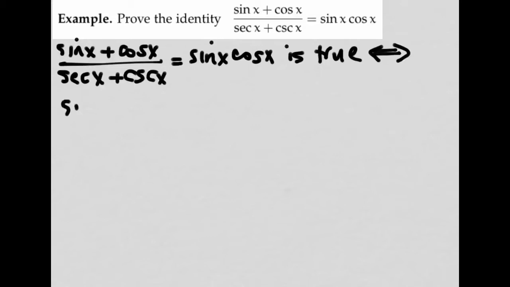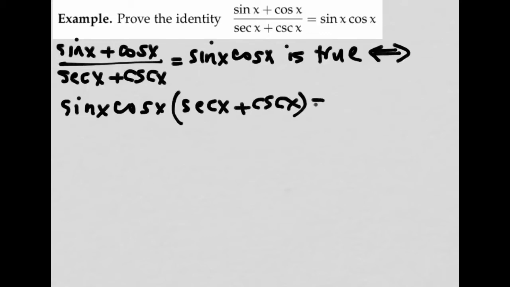Namely, sine x times cosine x times secant x plus cosecant x equals sine x plus cosine x. Where does this equation come from? So let's call this first equation equation 1 and the second equation equation 2. So I'm claiming that equation 1 is true implies equation 2 is true, and conversely, if equation 2 is true, equation 1 must be true.